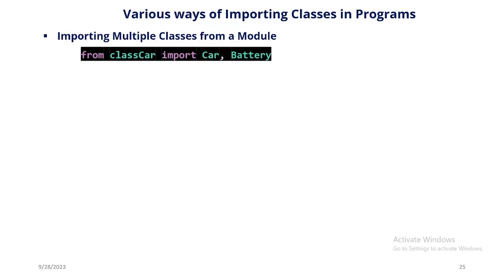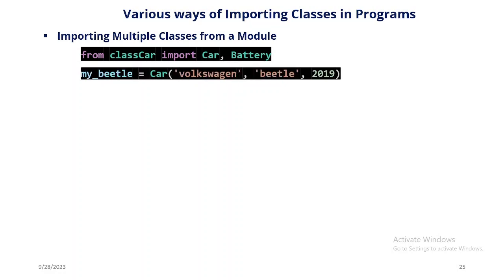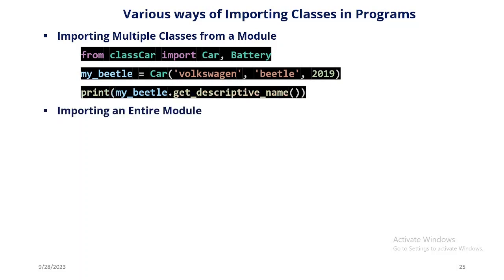Our car.py was a module. From car, import Car. Car was the class in the module. Battery was another class in the module. So we can just say from car import Car, Battery, whatever else you want to import. Then we can call and make an instance of any of the classes. my_vw equal to Car, Volkswagen Beetle 2019. Print my_vw.get_descriptive_name.